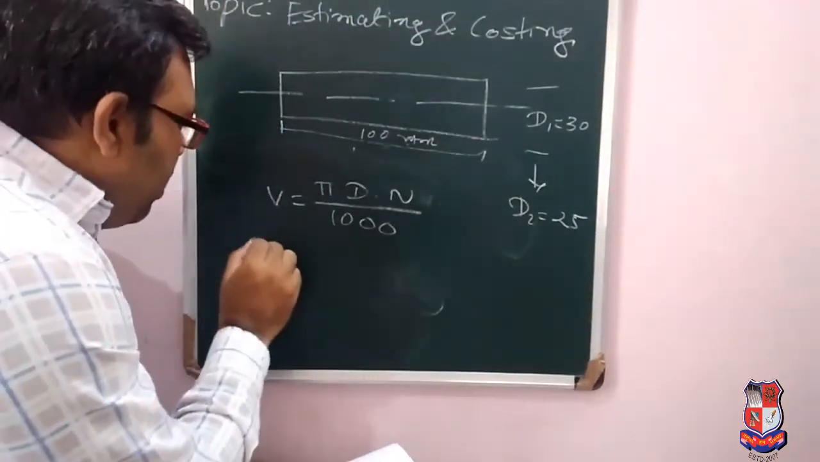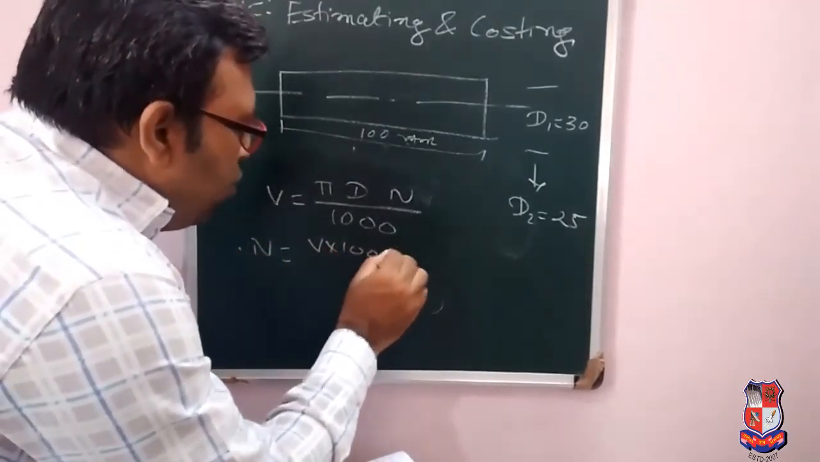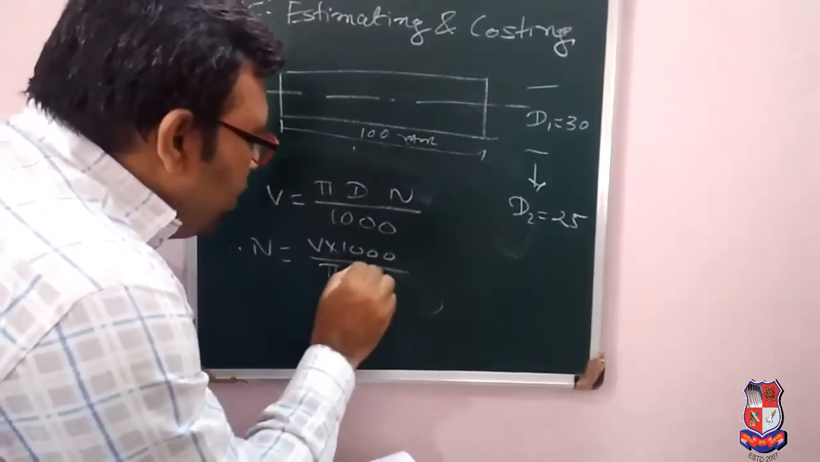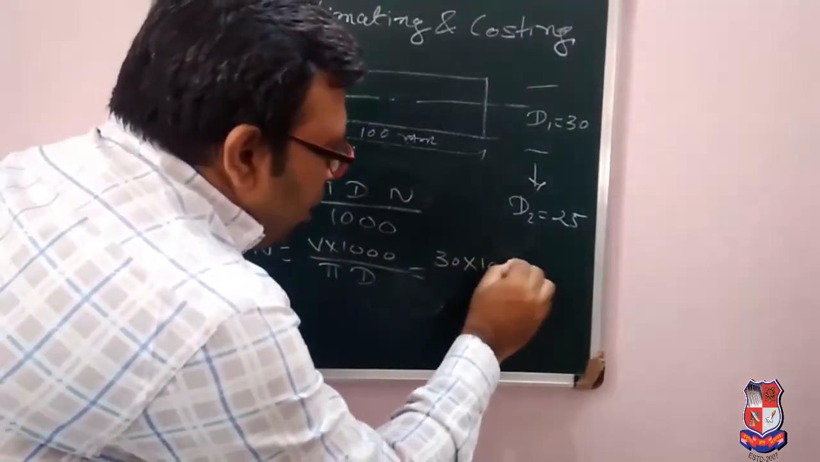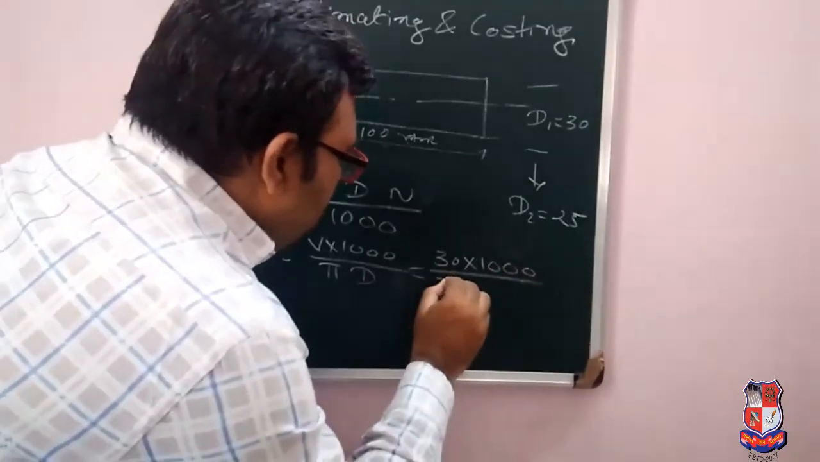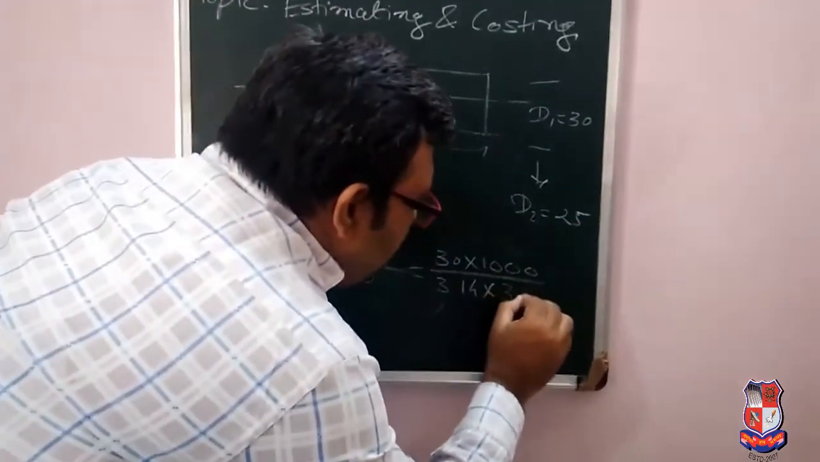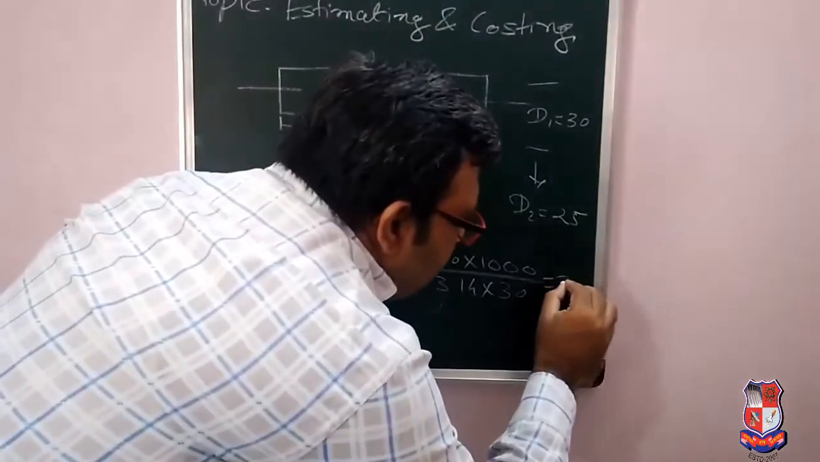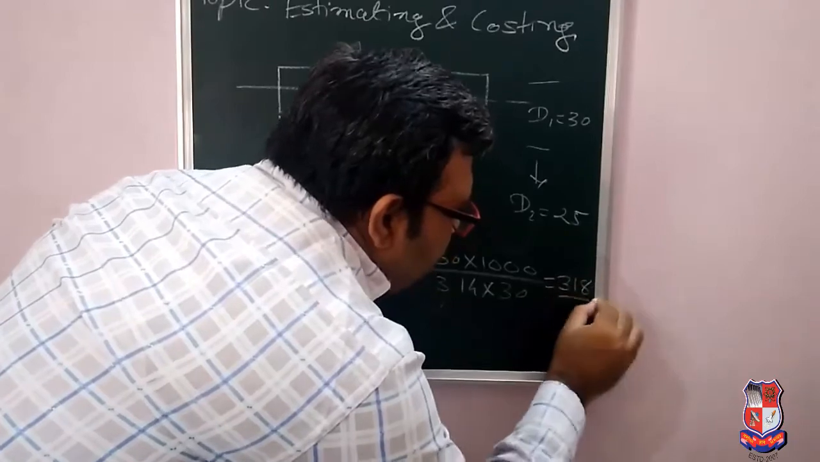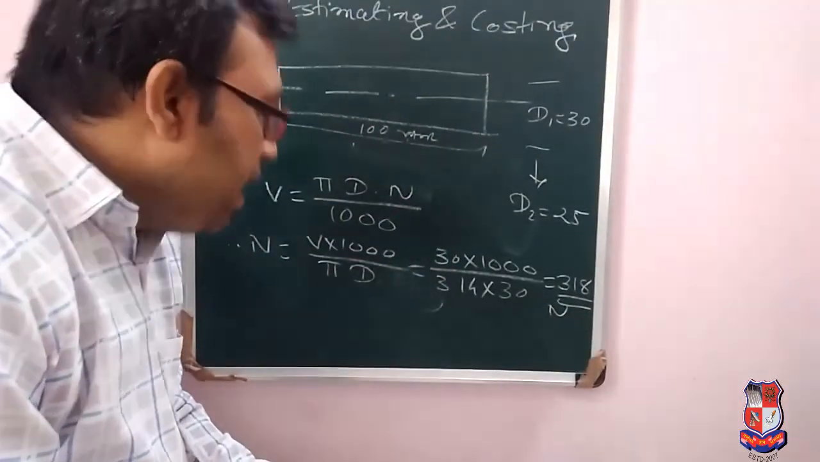So here N equal to V into 1000 upon pi into D, equal to 30 into 1000 upon 3.14 into the initial diameter, that is 30. So roughly this answer is 318. So that is the value of N, RPM.